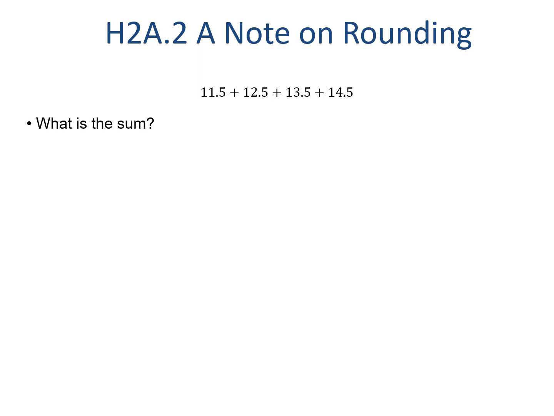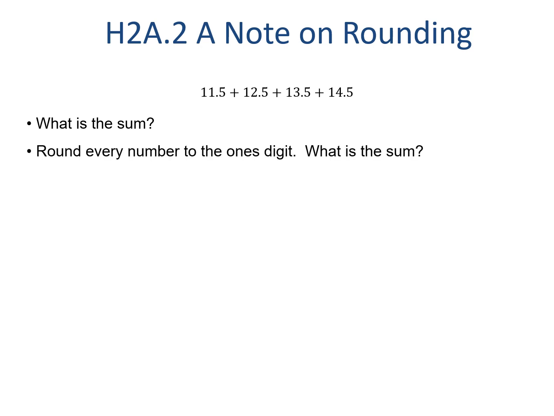As practice, add together these 4 numbers. I hope that you got 52.0. Now round every number to the ones digit and then add them together. If you are like me, you had a teacher tell you at some point that you should always round 5 up to the next number. If you actually do that, you can end up with a systematically larger number. In this case, it would give you 54 instead of 52.